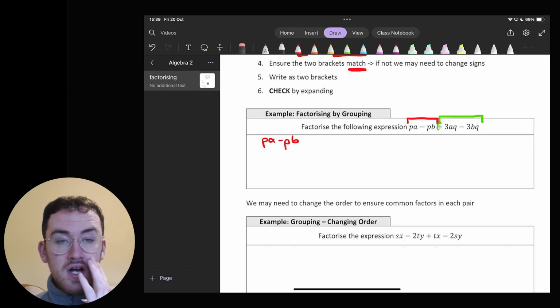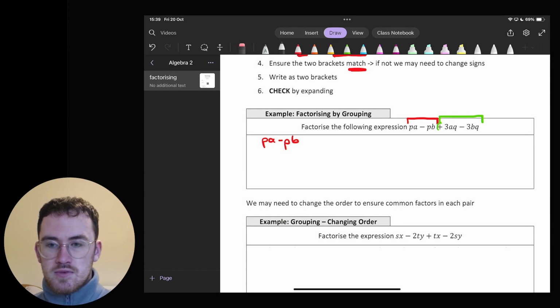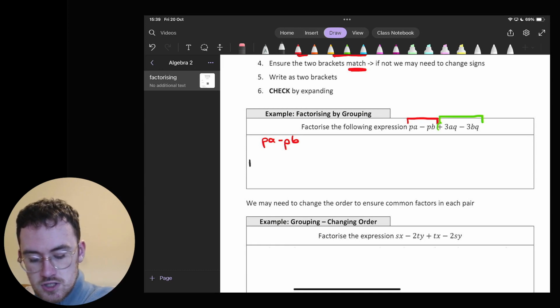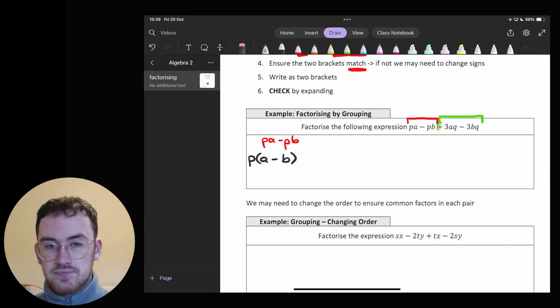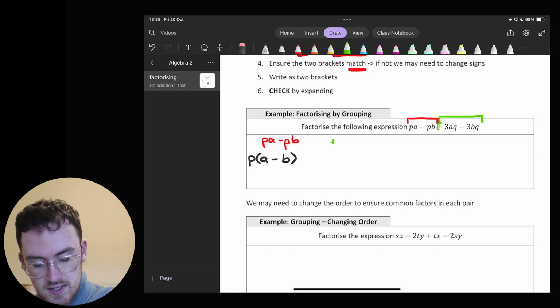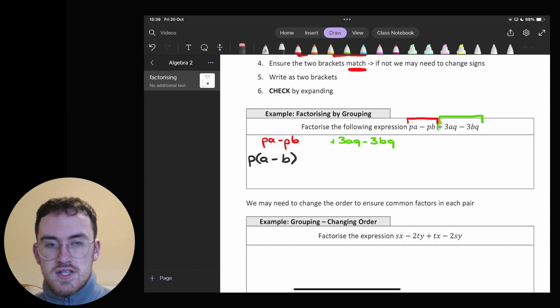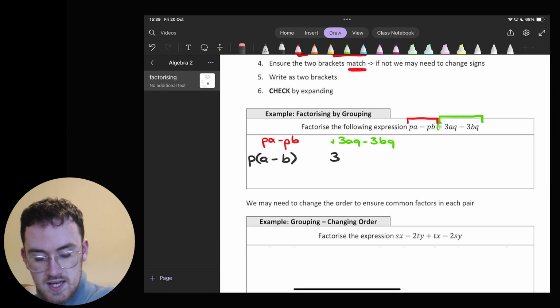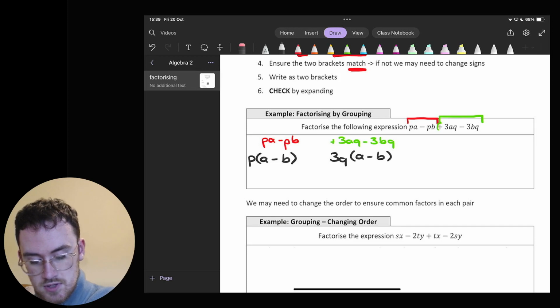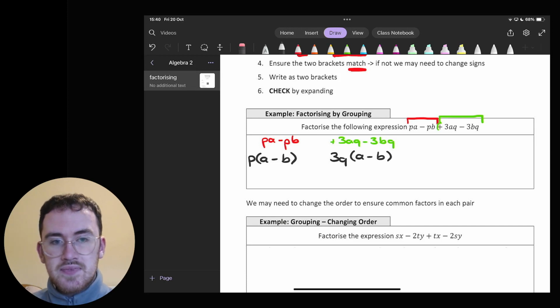So looking at pa minus pb, I'm doing highest common factor. I'm looking for the largest thing that they have in common that would divide into both of them, and that's just going to be p. And it's going to leave me with a minus b. Okay, taking the green part here, then it's plus 3aq minus 3bq. Again, looking for the largest thing they both have in common that would divide into both of them, we can see that it's definitely 3 and it's also q, because q divides into both of them and leaves me with a plus b, or a minus b, sorry.